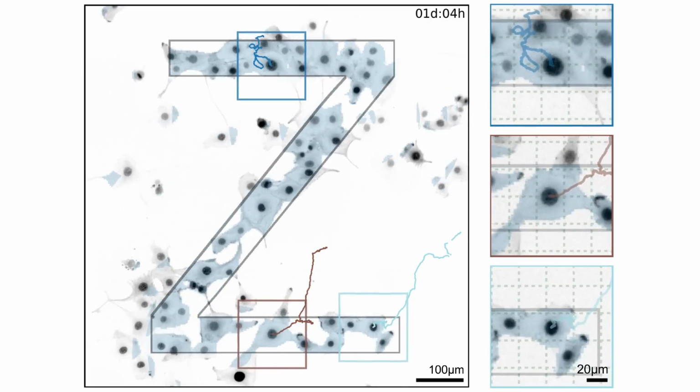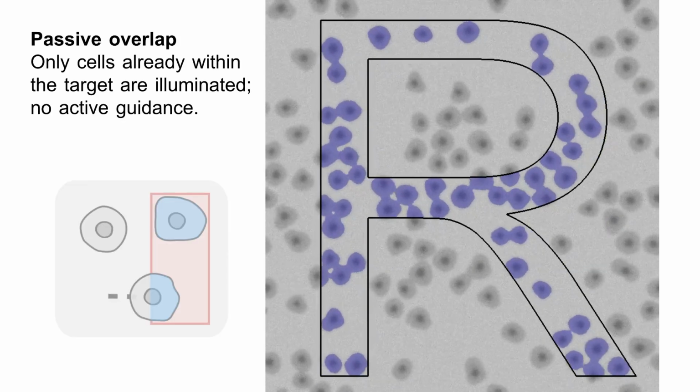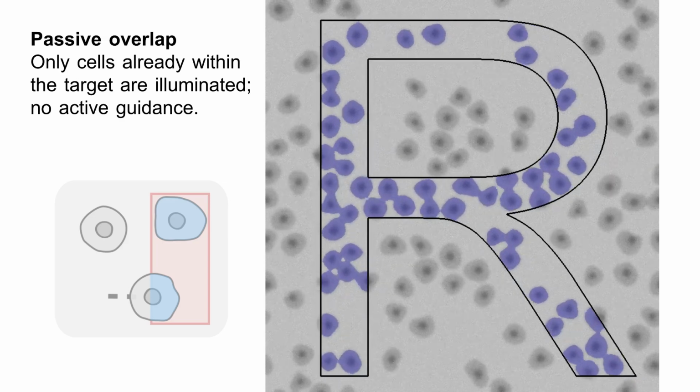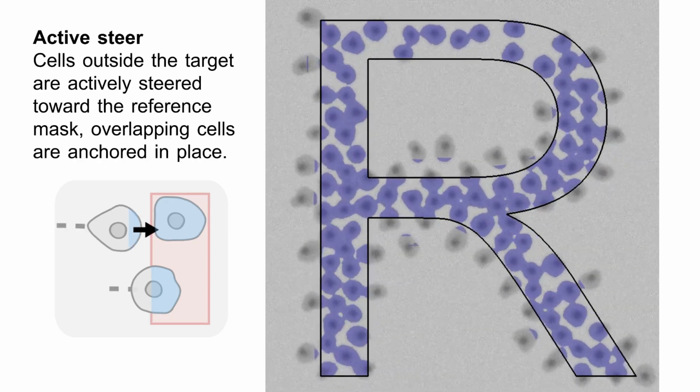How did we find these rules? Each failed strategy on the real microscope would cost us a full day, so we built a virtual microscope, an agent-based simulation where cells respond to light, like in the real experiment, letting us iterate in hours instead of weeks.